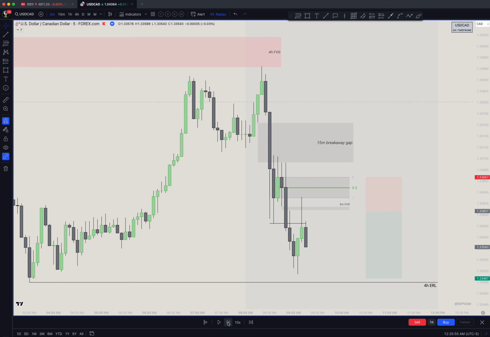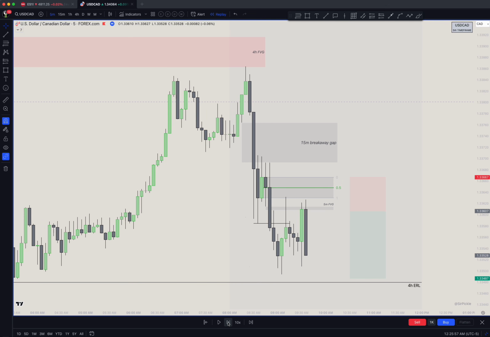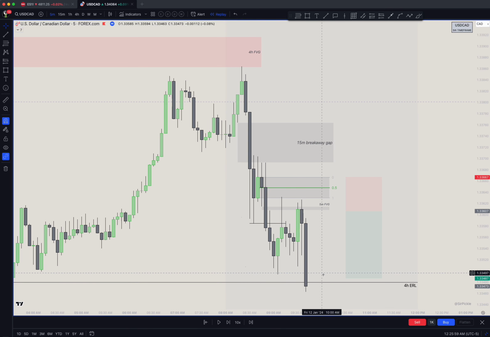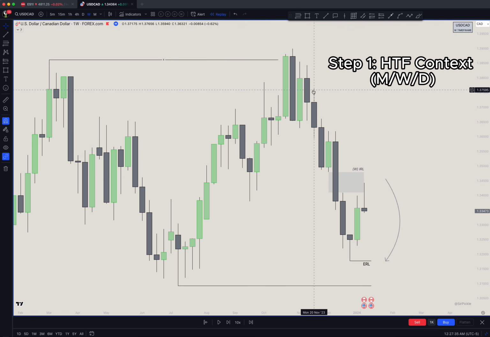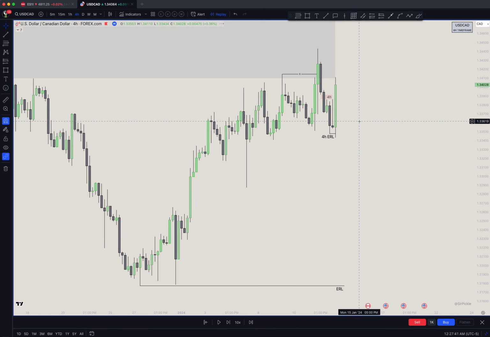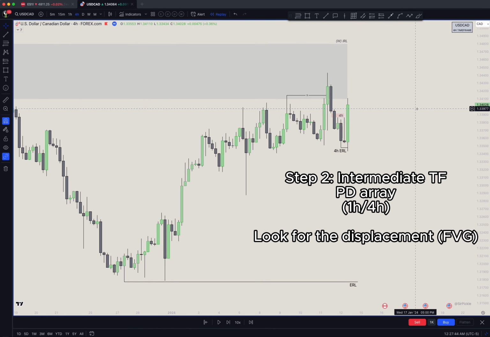There's that retracement into it, to that fair value gap. So now we're in the trade and boom, that's it. Simple as that. So to wrap things up here, it is simply a 3-step process. You're going to need that higher time frame context, which is on your weekly, on that monthly chart, on that daily chart. You're going to have that intermediate term time frame PD array via your 4-hour or 1-hour charts.